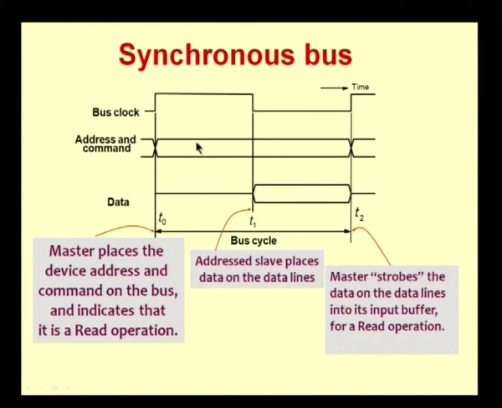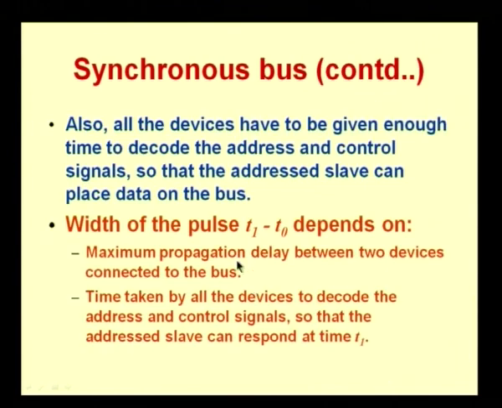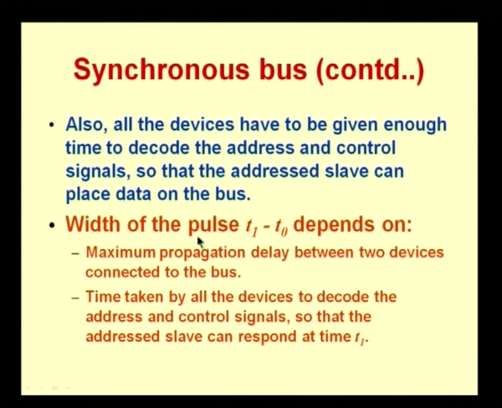So, it has to decode the address and identify that it is the one that is being addressed. It takes some time for this decoding to take place. That is what we mean when we say that all the devices have to be given enough time to decode the address and the control signals, so that the addressed slave can become ready to place the data on the bus. So, this width of the pulse. We said that we have a clock and something happens at the rising edge, something happens at the falling edge. So, what exactly should this time be?